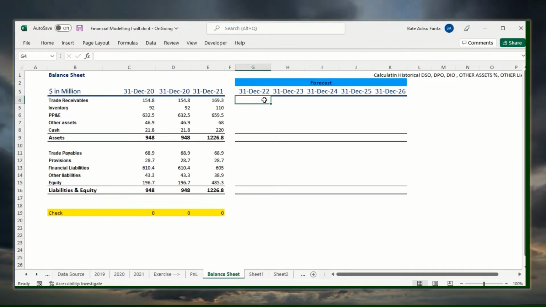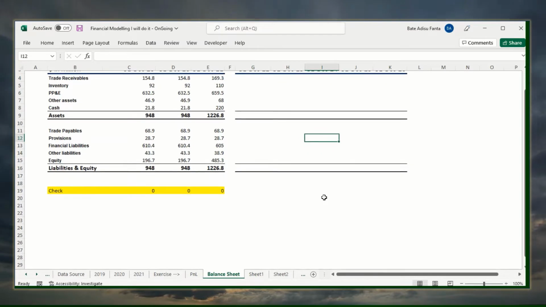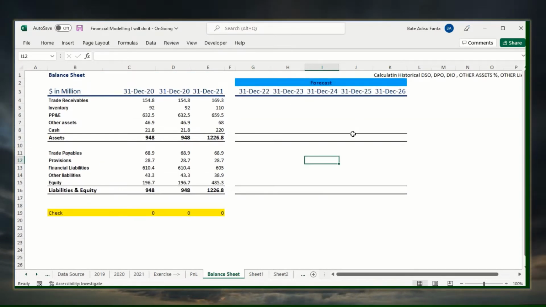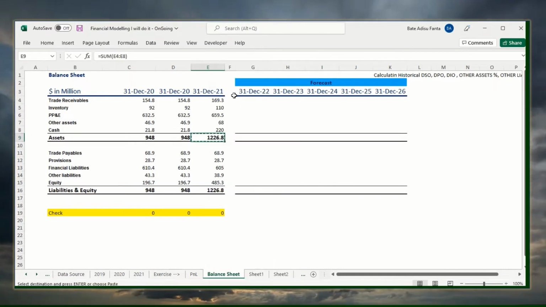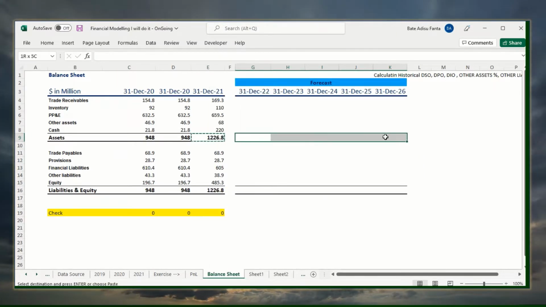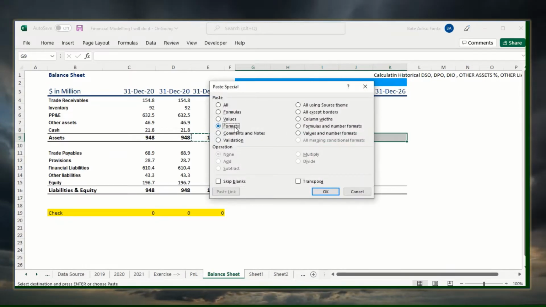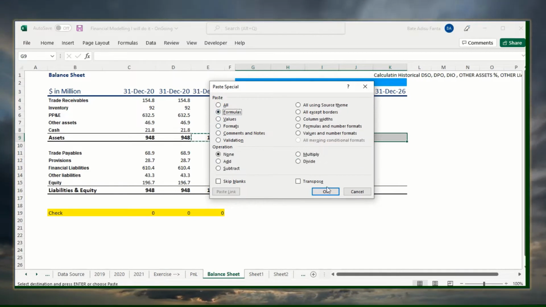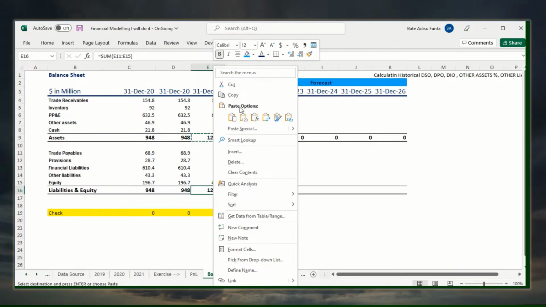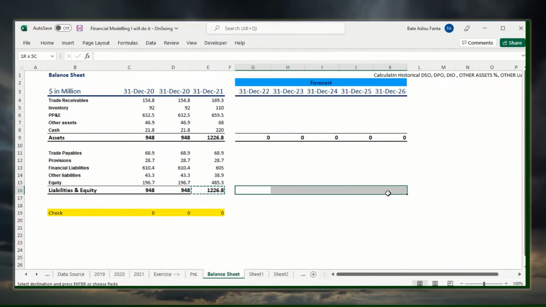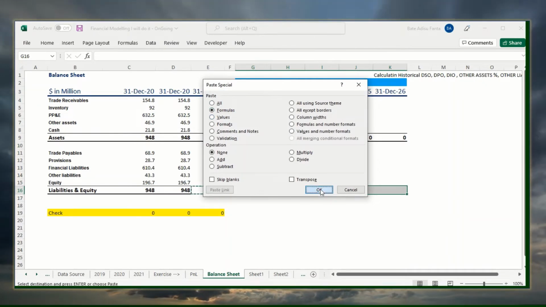We will be forecasting our balance sheet for these 5 years. Interesting. Now the forecast period adjustment looks good. I can also copy paste this formula to all the years here. I copy paste only formulas in this case, only formulas. Great. So this one also, copy and paste special, only formulas.